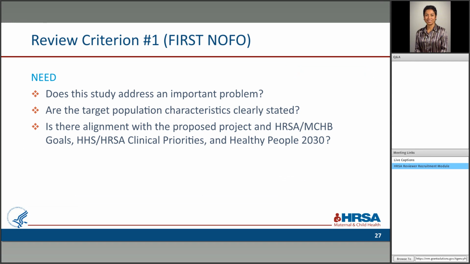As reviewers read through the various sections of the application that address need, they will be looking closely for evidence that your proposed study addresses an important problem. You've clearly stated the characteristics of the target population, and your proposed project is aligned with HRSA MCHB strategic goals, HHS HRSA clinical priorities, and healthy people objectives.